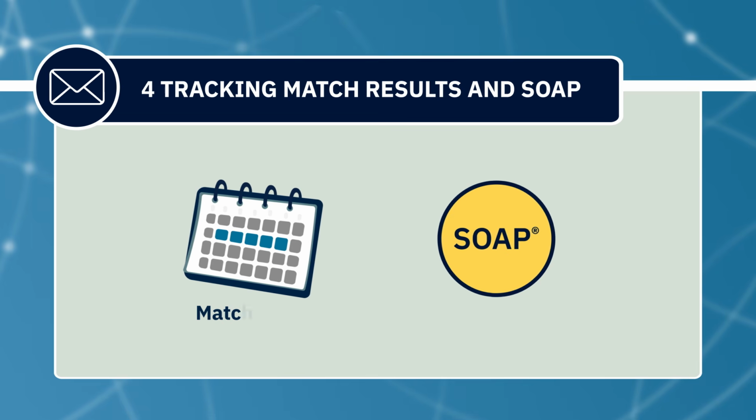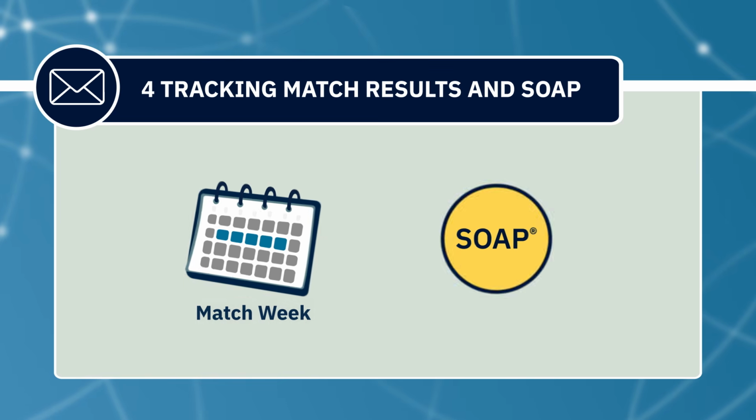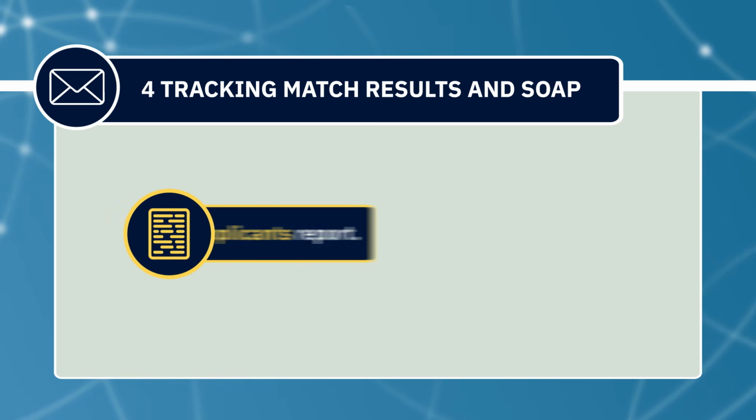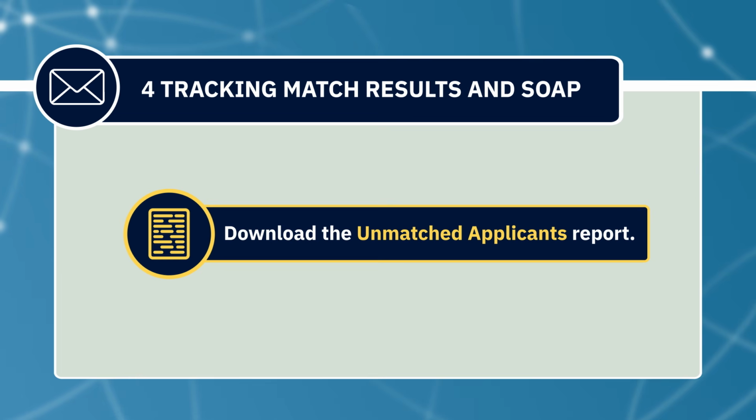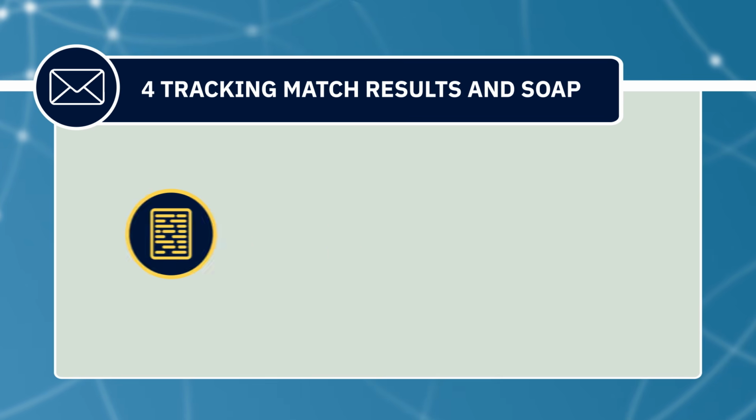Step 4. Tracking match results and SOAP. Once graduation credentials have been verified and the ranking deadline has passed, attention turns to Match Week and the Supplemental Offer and Acceptance Program, or SOAP. When match results are released, medical school users can download the Unmatched Applicants Report to learn which students and graduates are unmatched or are only partially matched so they can assist them during SOAP.